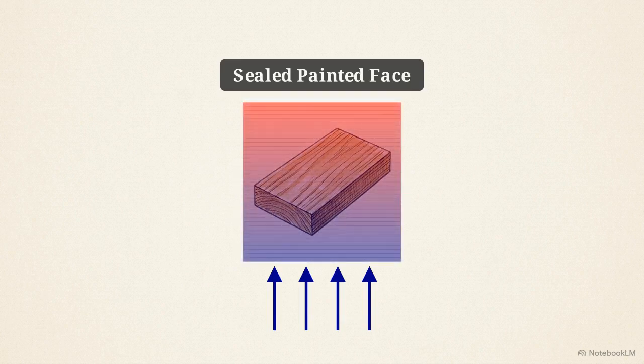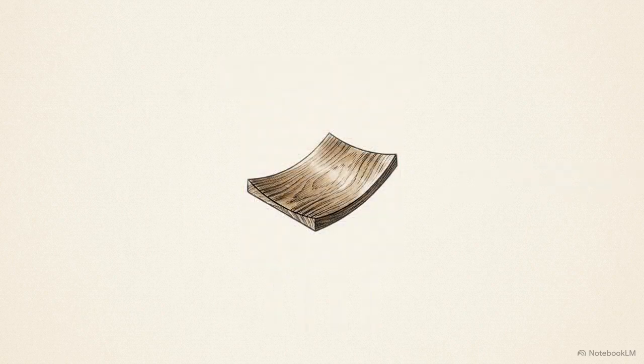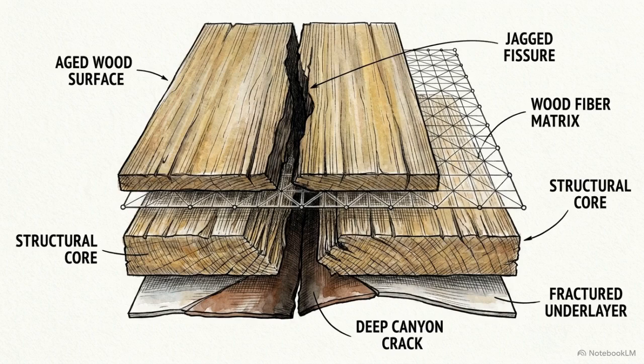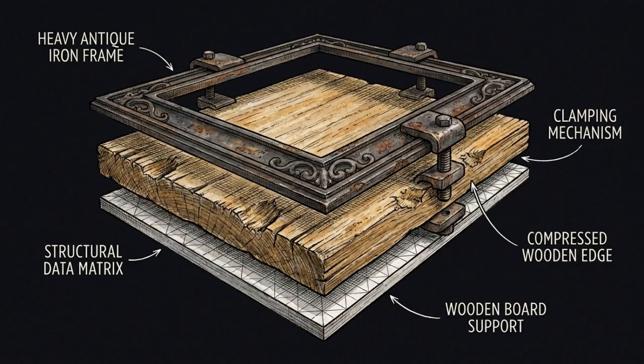This creates a permanent moisture gradient, causing the panel to warp into a double curvature with an 11 mm cupping deflection. Internal transverse tensile stresses eventually caused a 110 mm crack along the radial plane. This fracture occurred when an early rigid frame restricted the wood's natural movement as it dried.